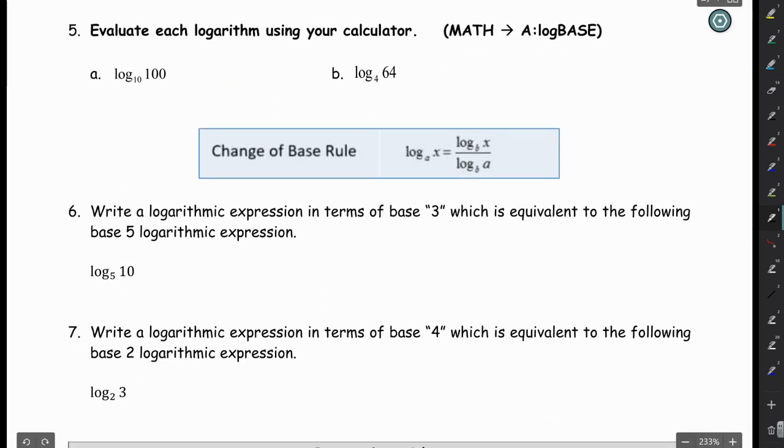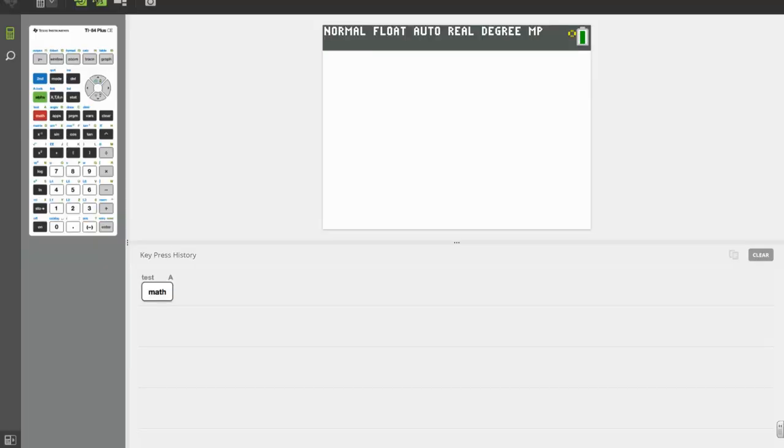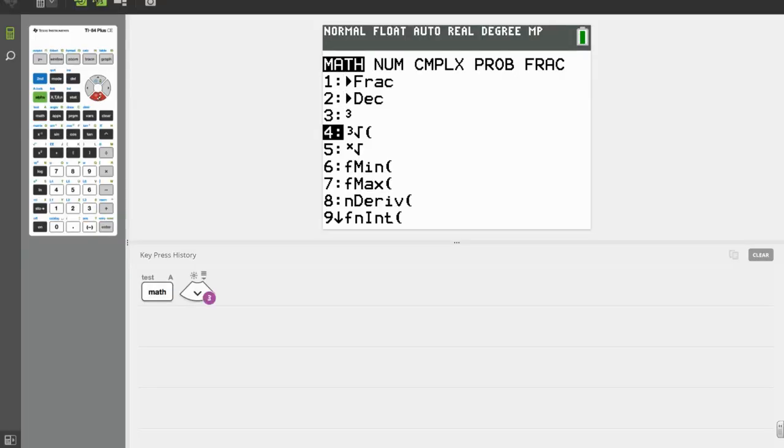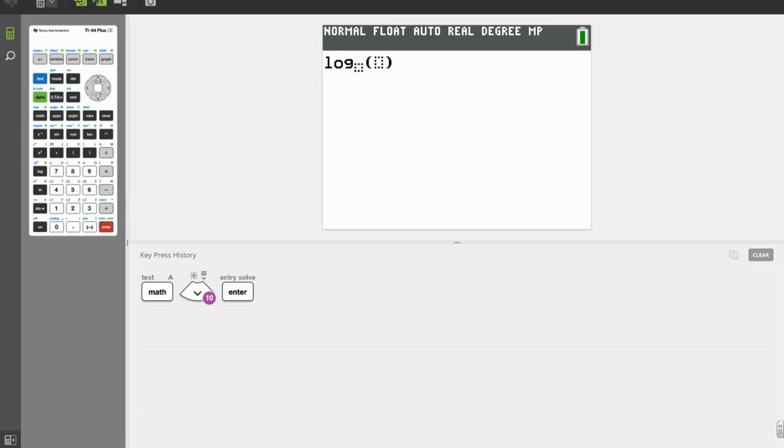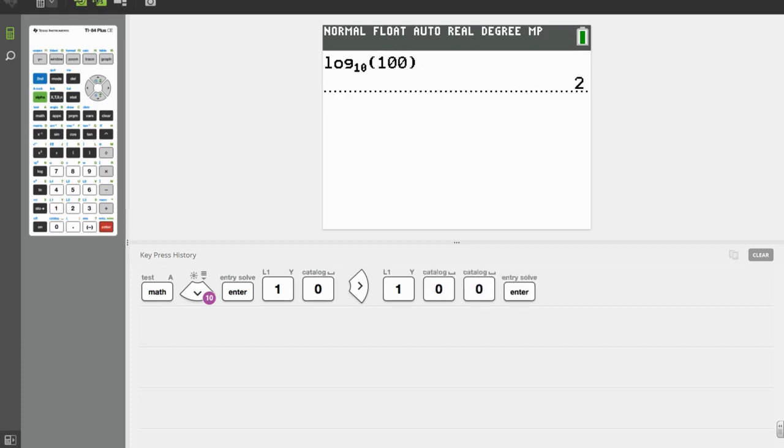Evaluate each log using your calculator. We're going to go to Math, letter A. Press the Math button, and you're going to scroll down till you get to letter A. Now, some of you may not have this on your calculator. If you have an older version, don't worry. In a second, we'll go over that. So we're going to pick letter A, and we're going to do the first one, which is log base 10 of 100. And we get 2.